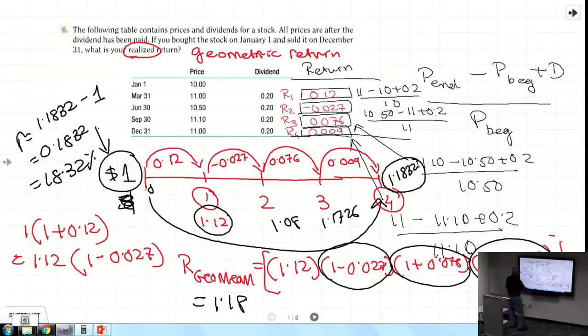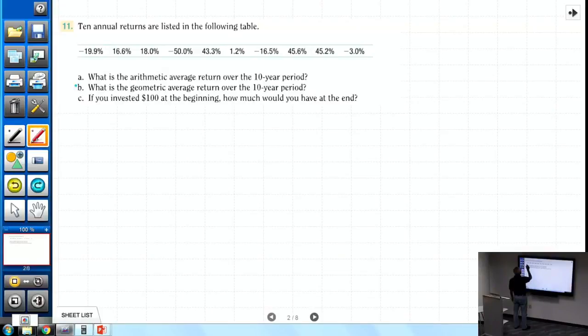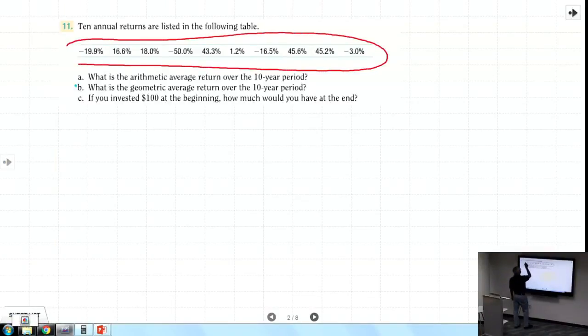Arithmetic return is pretty simple. Arithmetic return is just the average of these numbers. So all we have to do is add all these numbers up and divide them by the number of observations. So we have 1, 2, 3, 4, 5, 6, 7, 8, 9, 10. We have 10 observations, so we add all those numbers up, divide that by 10, and that gives us the arithmetic average. We can often represent that by R bar. This is the arithmetic average or simple average.